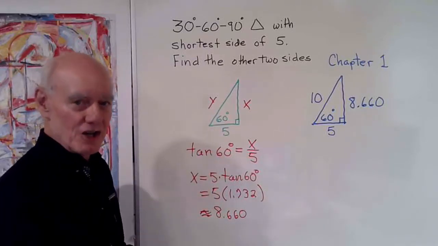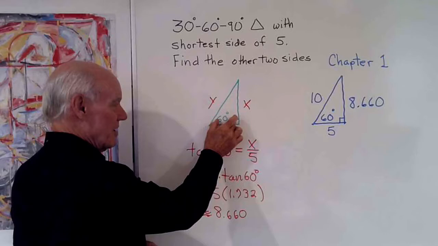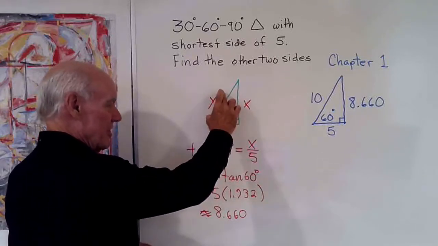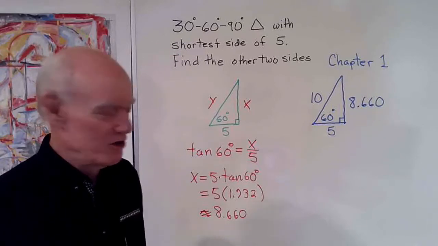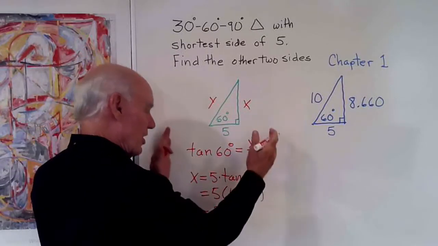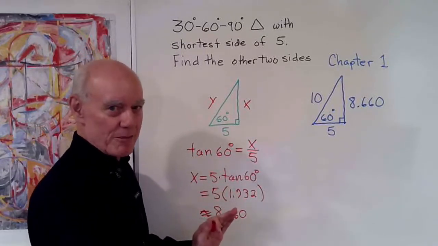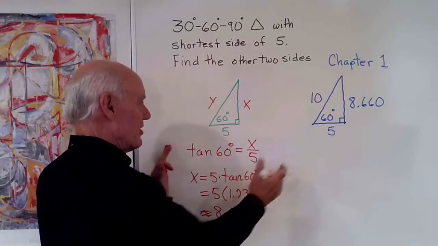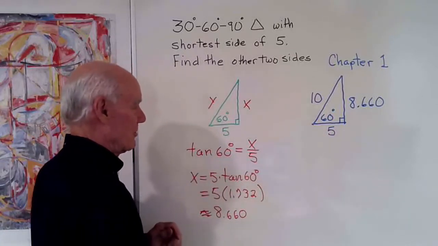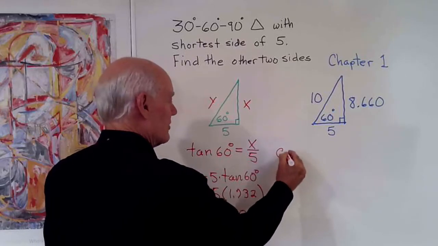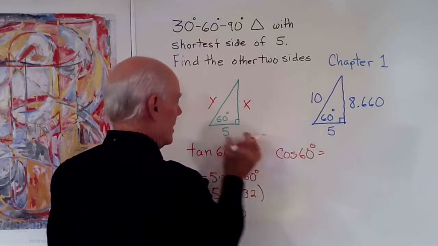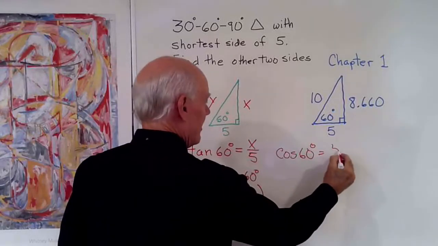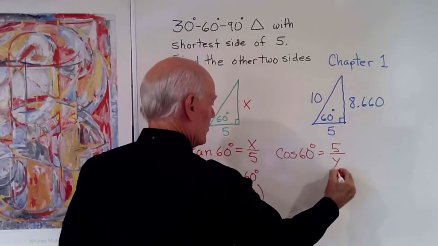Okay, now I want to find side y right here, so I'm going to do that with a cosine ratio because the cosine of 60 is going to be this side divided by this side. And that's what you're going to see in this section. It'll be very easy for you to do once you get there, but I just want to give you a little preview of what's happening so that you can see how this method compares with the method we did in chapter 1. So cosine of 60 is going to be the side adjacent, 5, divided by the hypotenuse y.